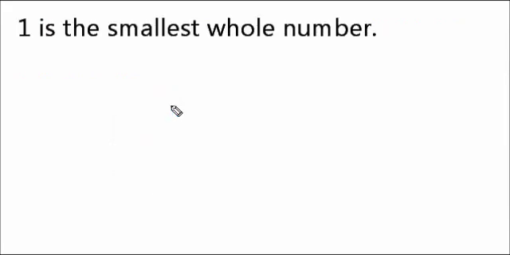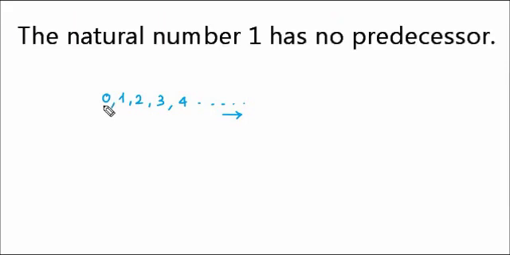1 is the smallest whole number. So what are the whole numbers? Now we know the number on the left is the smaller number. So 3 is smaller than 4. 2 is smaller than 3. 1 is smaller than 2. And 0 is smaller than 1. Is there a number before 0? No. So 0 is the smallest whole number. And hence the statement that 1 is the smallest whole number is false because 0 is the smallest whole number.